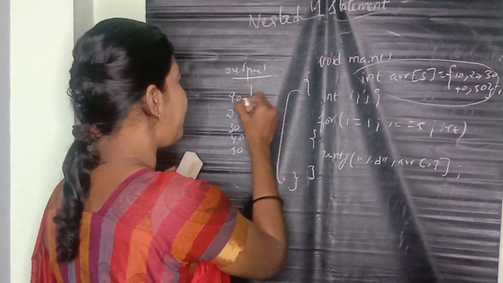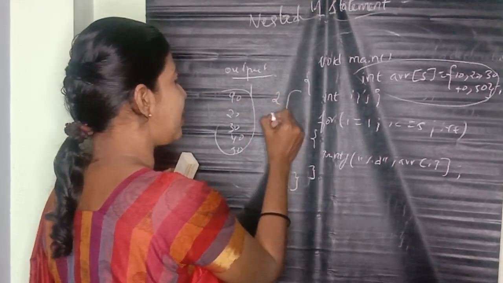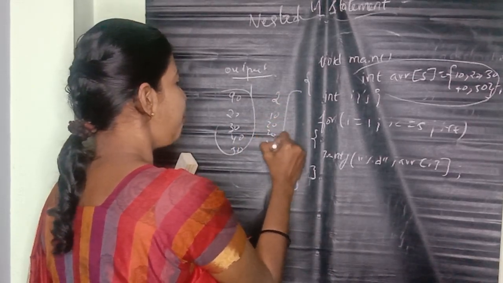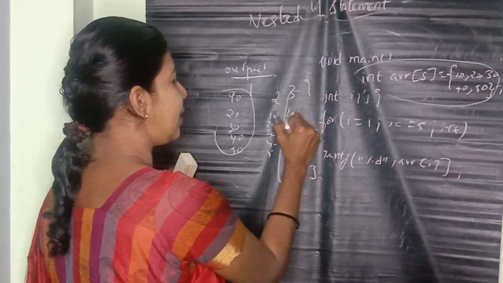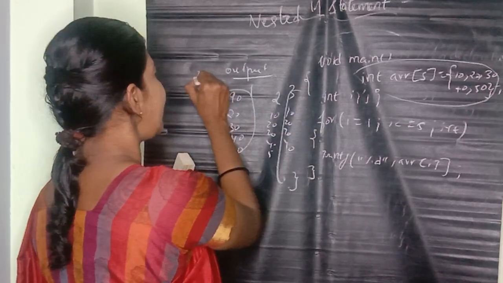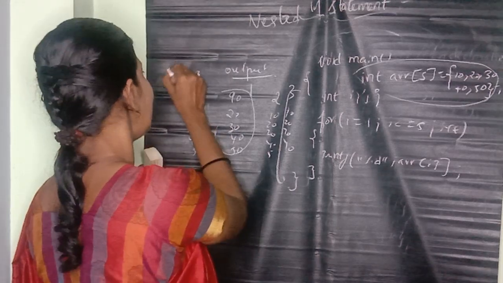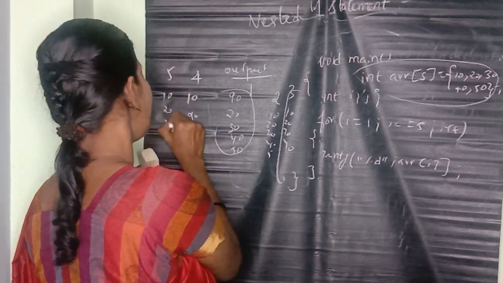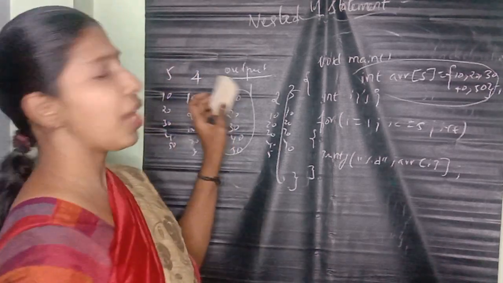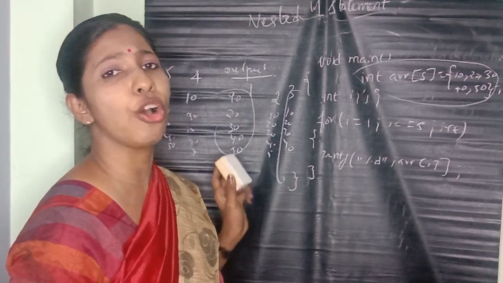First i is equal to 1 means 10, 20 printed. Again 2 means 10, 20, 30, 40, 50. Again i is equal to 3, 10, 20, 30, 40, 50. Next i is equal to 4 means 10, 20, 30, 40, 50 printed. Next i is equal to 5 means 10, 20, 30, 40, 50 printed. So 5 times it will print the same value according to your condition.